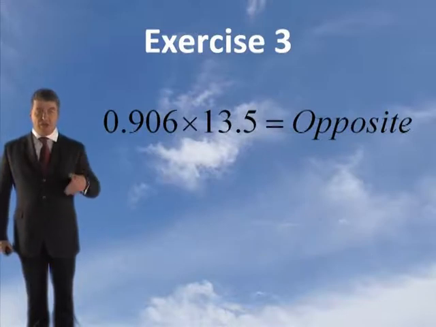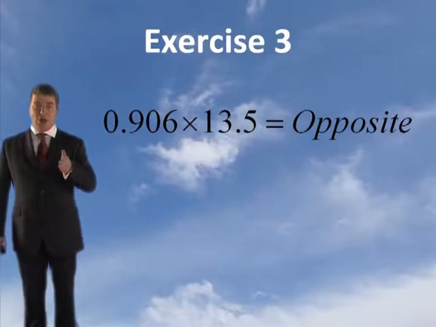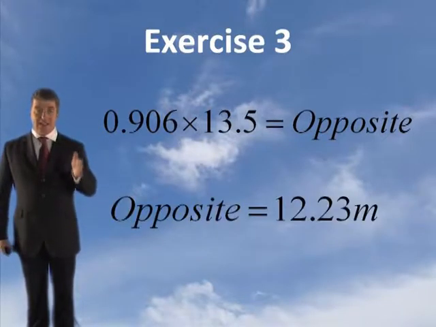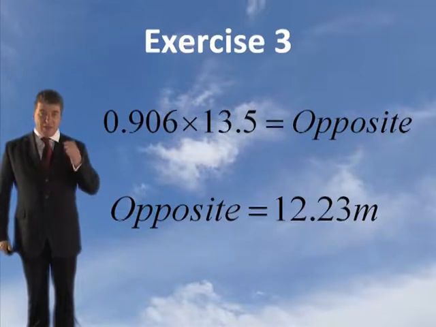Transposing this would have given you 0.906 times 13.5 equals the adjacent. Therefore, the adjacent equals 12.23 metres. That's the answer. 12.23. That has solved that exercise.